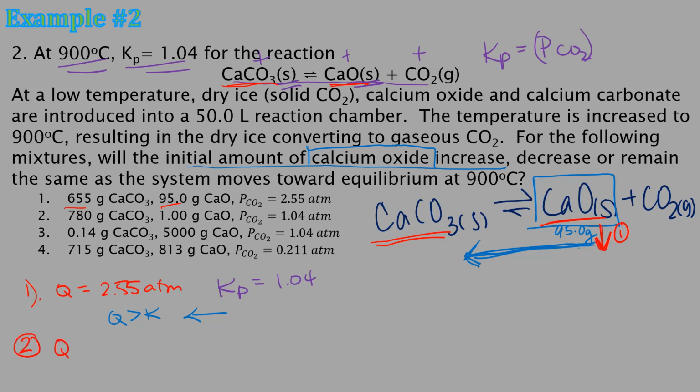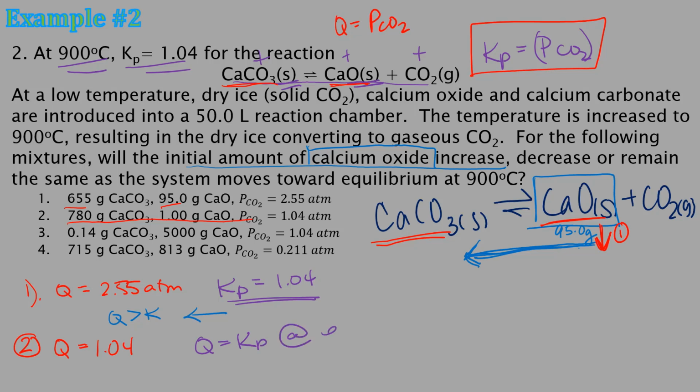So my Q is going to simply be 1.04, right? Because it doesn't matter, because these are solids. They're not in the equilibrium expression, right? Because here's the equilibrium expression. K is equal to pressure of carbon dioxide. The reaction quotient expression is going to be the same thing. Q is equal to the pressure of carbon dioxide. It's the same thing. It's just not necessarily at equilibrium. And then when we look at this, if Kp is equal to 1.04, well, Q is equal to Kp, and so this is already at equilibrium. It's not going to shift at all.